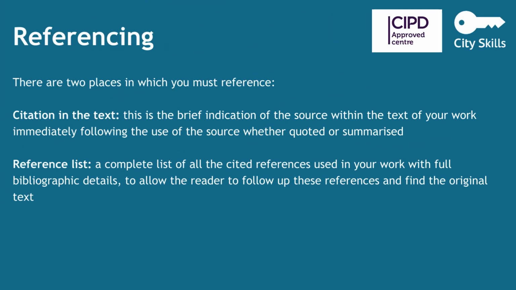Referencing. There are two places in which you must reference. Citation in the text. This is the brief indication of the source within the text of your work immediately following the use of the source, whether quoted or summarized. Reference list. A complete list of all the cited references used in your work with full bibliographic details, to allow the reader to follow up these references and find the original text.